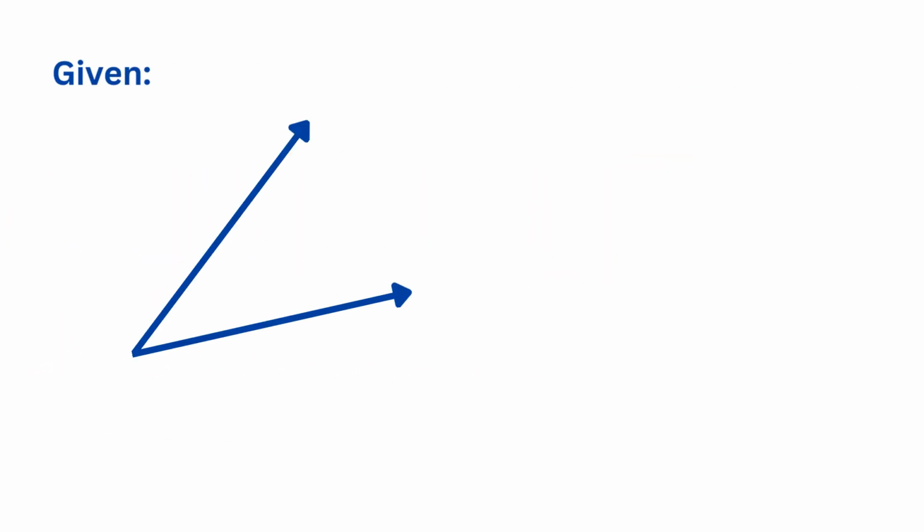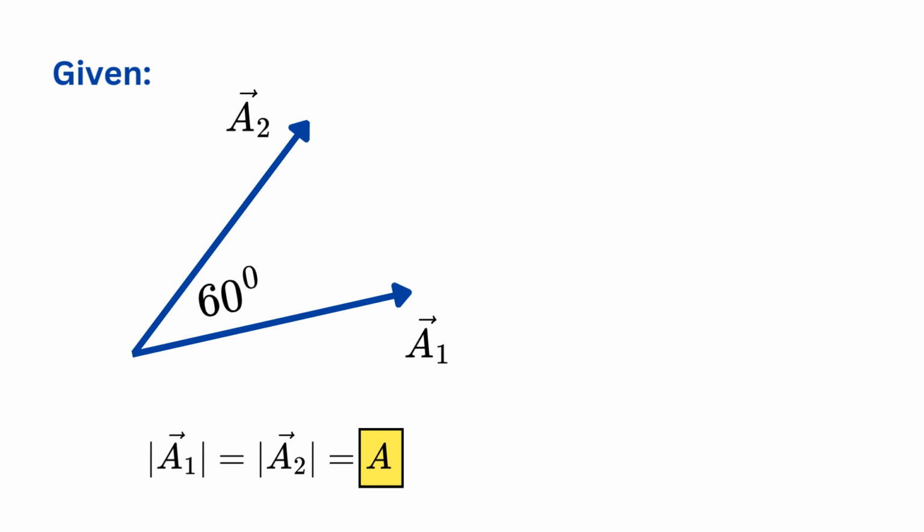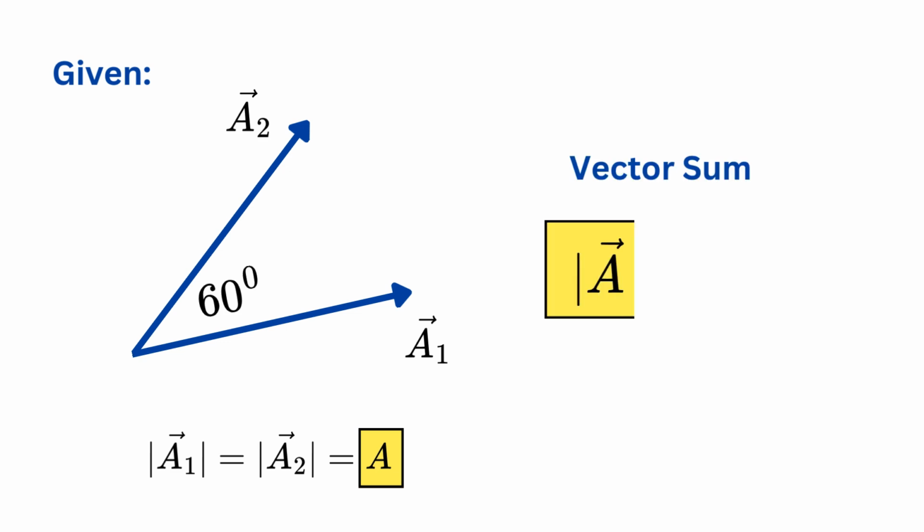We are given two vectors, each has magnitude A. The angle between them is 60 degrees. Our goal is to find the magnitude of their vector sum.